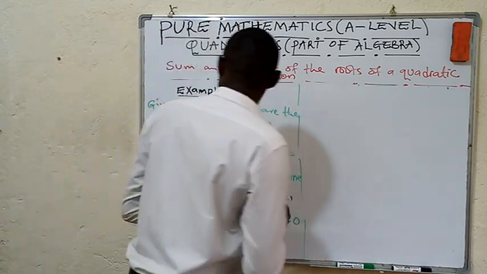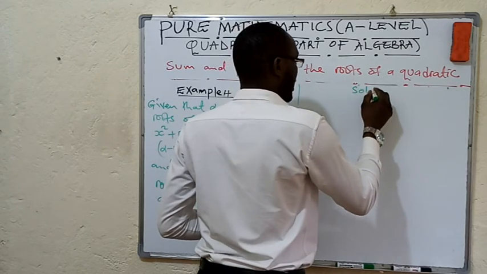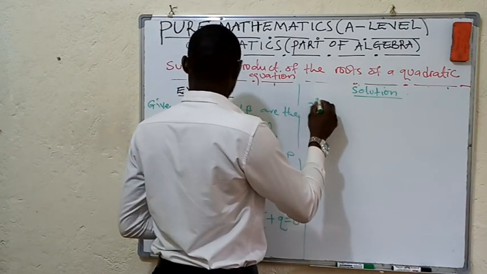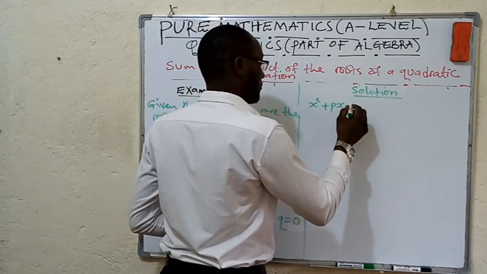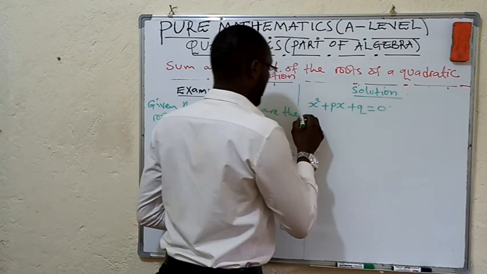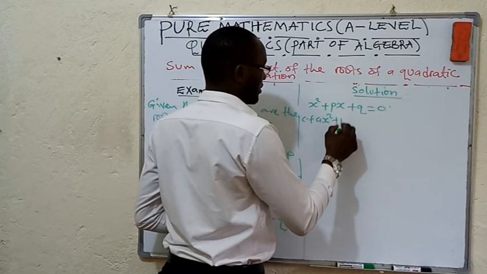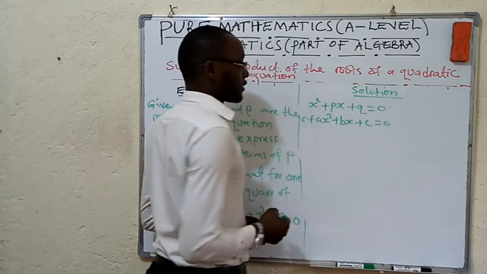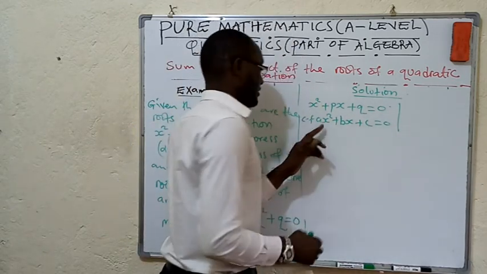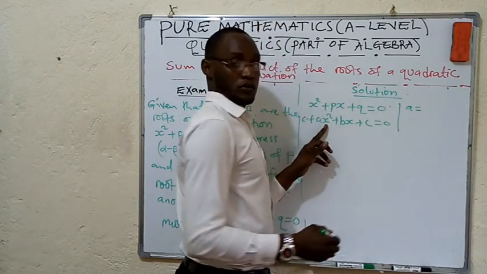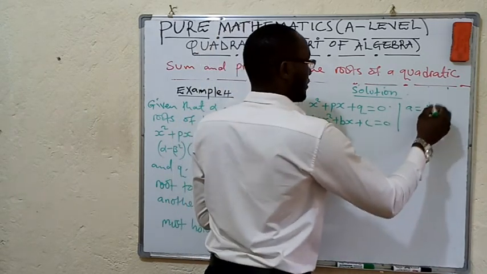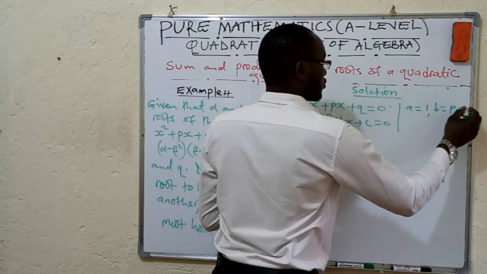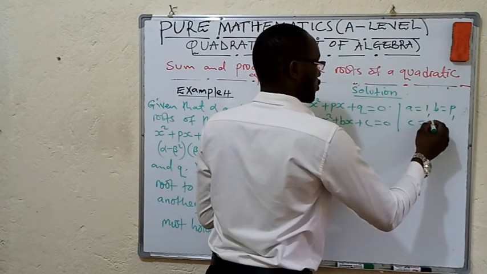That's what we know. So let us go and see in our solution, Mr. Examiner, sir. In our solution, we are given x squared plus px plus q is equal to 0. If we compare this with ax squared plus bx plus c is equal to 0, we realize that a is equal to 1, b is equal to p, and c is equal to q.